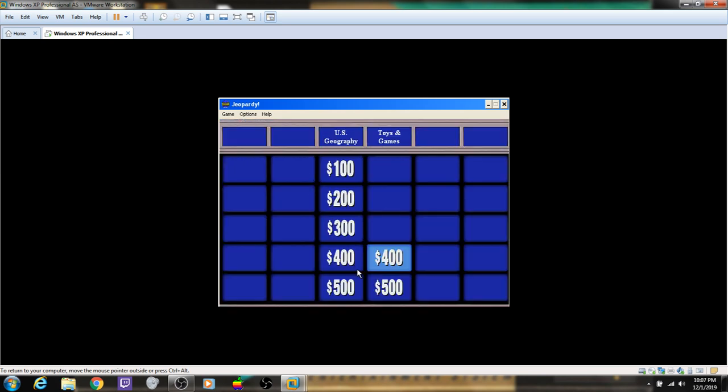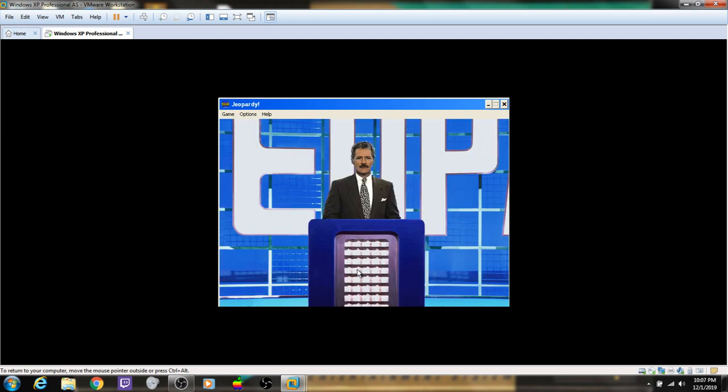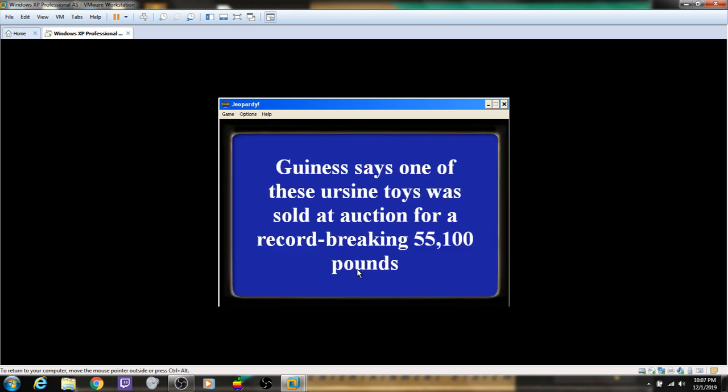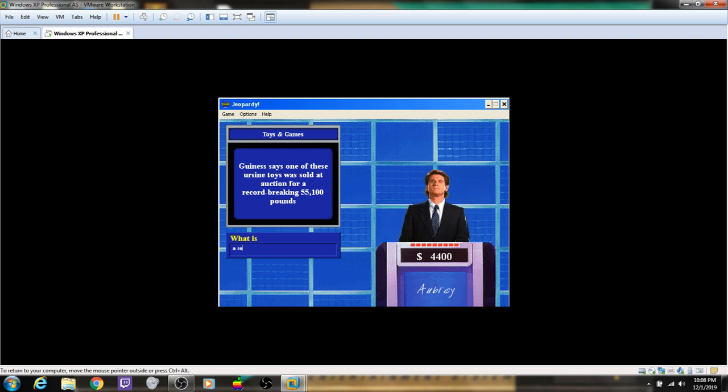Toys and Games 400. Contestant number 1. Daily Double. It's a daily double. 600. Contestant number 1, what would you like to wager? Guinness says one of these Ursine toys is sold at auction for a record-breaking 55,100 pounds. What is a teddy bear? You are correct.